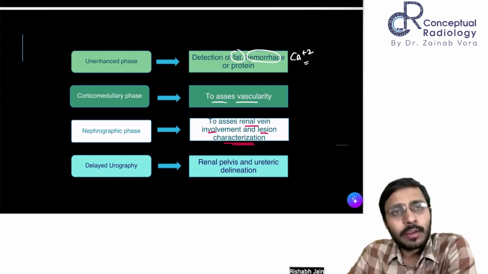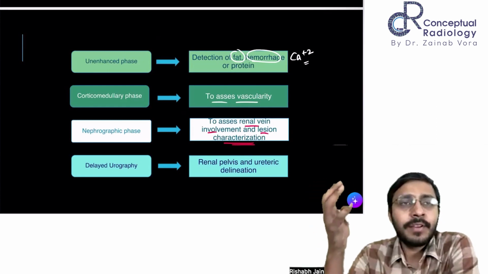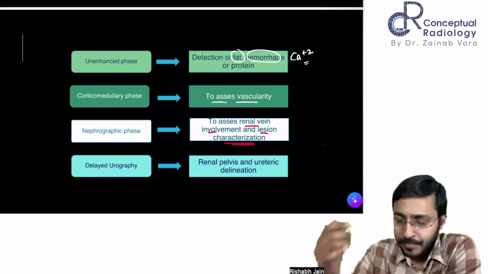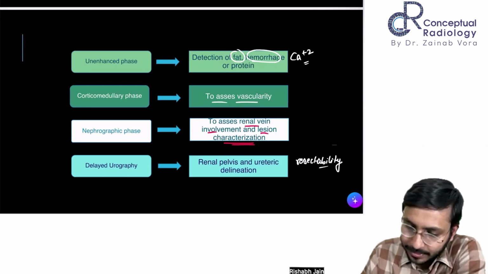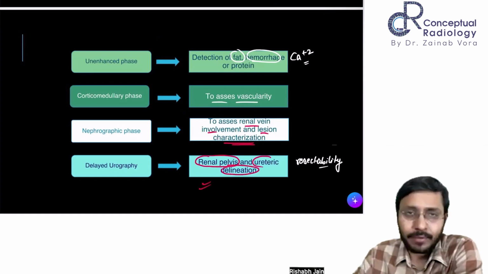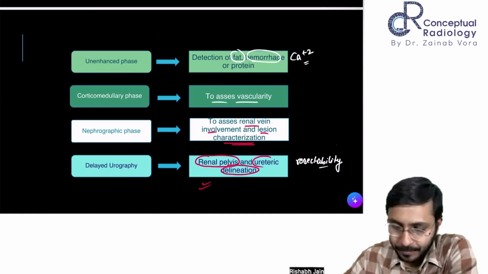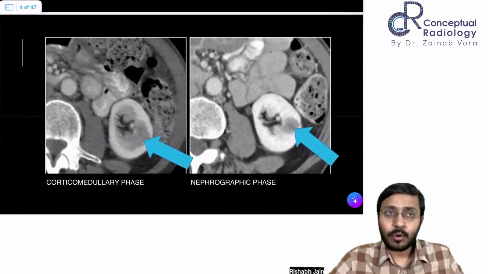Now, delayed urographic phase is used to see the relationship of the tumor with respect to your pelvicalyceal system so as to assess your resectability. Okay, so renal pelvis involvement or ureteric involvement, these all things are judged on your delayed urography. Okay. Now see how important nephrographic phase is.